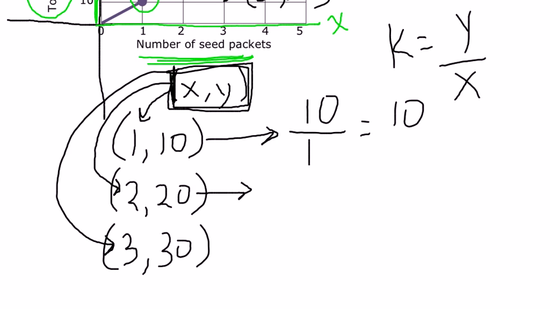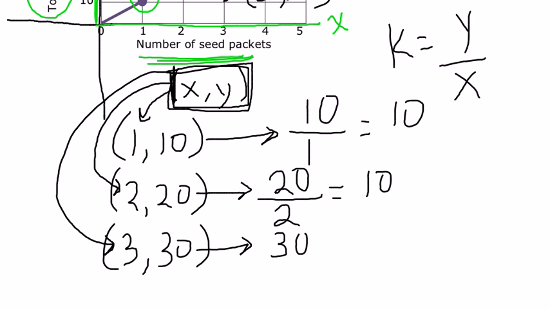2 and 20 are the ordered pair. 2 is my x, 20 is my y. Same thing, y over x. 20 divided by 2, gotcha, 10. We keep getting the same number, gang. Is that a good thing? You betcha. 30 over 3, 10.